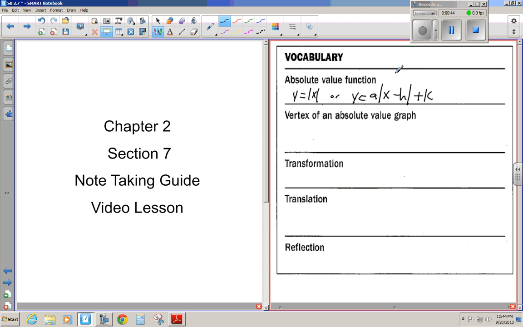Absolute value functions are graphed as a V or as an upside down V. The vertex of an absolute value graph, you could just call it the point of the V. You could also say that it is the highest or lowest point on the V.